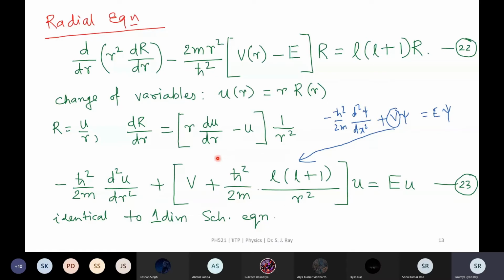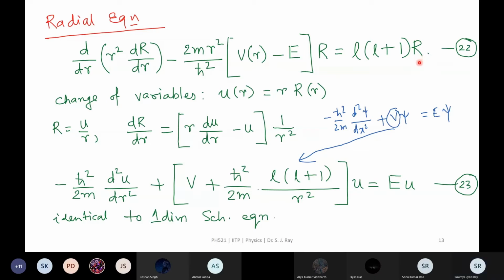You remember that when we equate both sides to the coefficient L times L plus 1, we ended up with this equation: d/dr of r square times dR/dr, minus 2m r square by h bar square times (V(r) minus E) times R, equals L times L plus 1 times R. This capital R is the radial wave function.